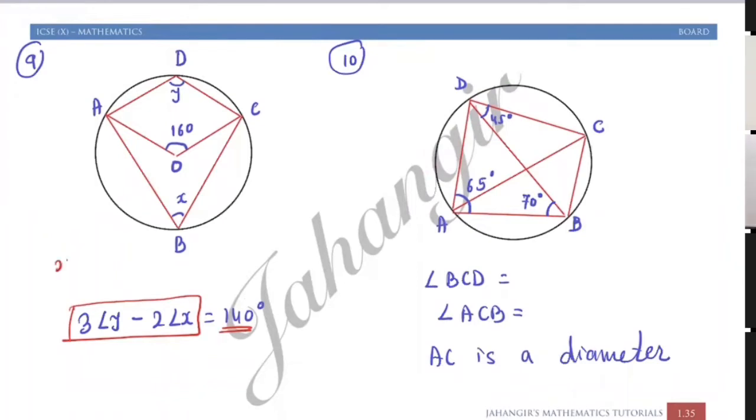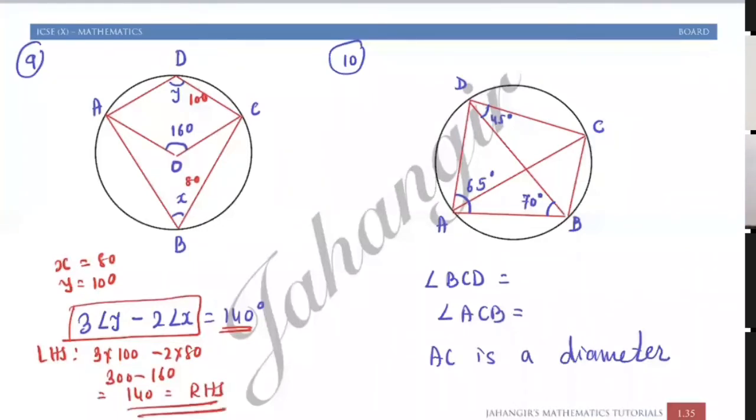So let's first find x. What is x? Can anyone tell me? Half of 160. 80 degrees. So y will be 100. Opposite angles of a cyclic quadrilateral are supplementary. So this is 80, y is 100. So putting in LHS, that is 3 into 100 minus 2 into 80. 300 minus 160, which is equal to 140. That is equal to the right hand side. Any doubt in this part? I can explain again.